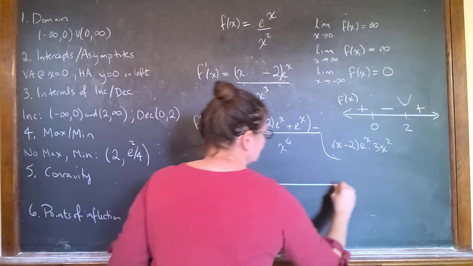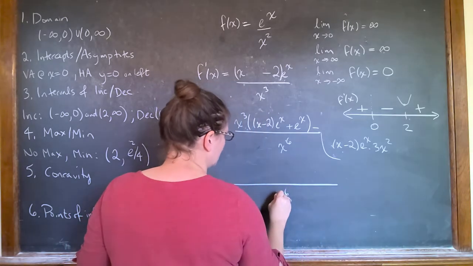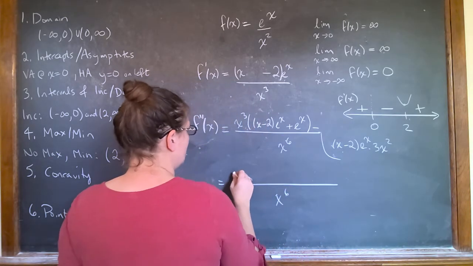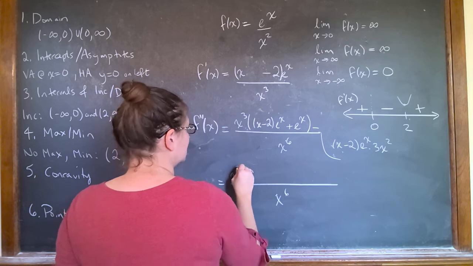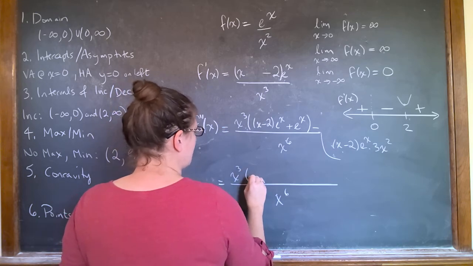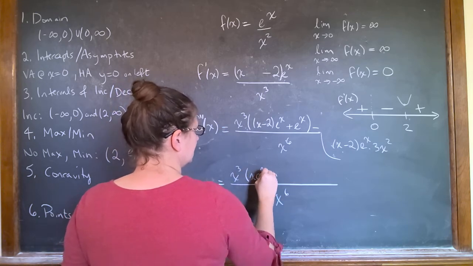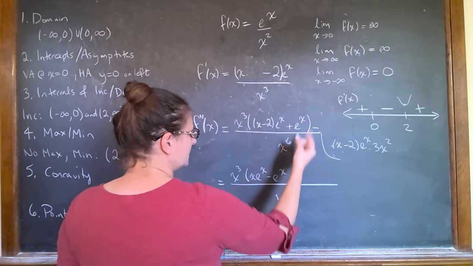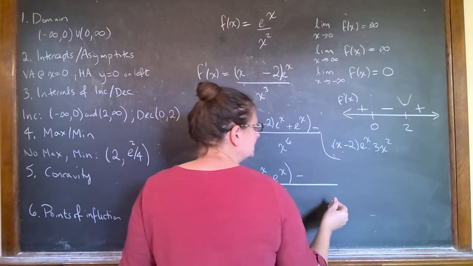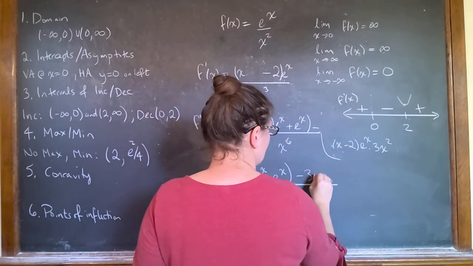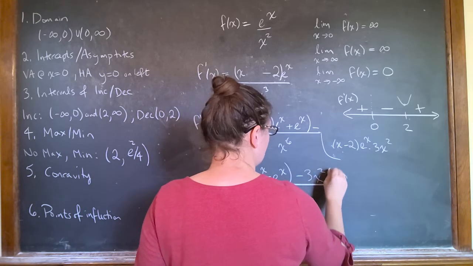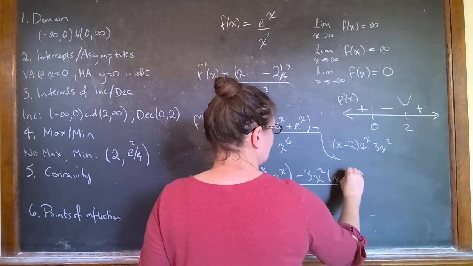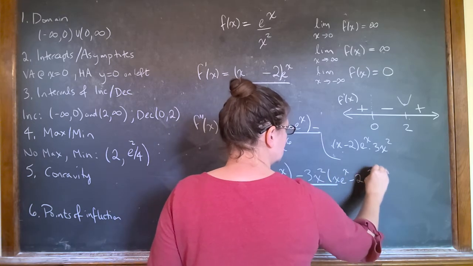If I'm going to work this out a little bit, this would be x cubed times x e to the x minus e to the x, because I've got minus 2 e to the x plus 1 e to the x, minus 3x squared times x e to the x minus 2 e to the x.